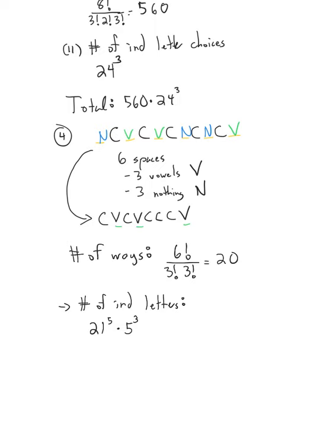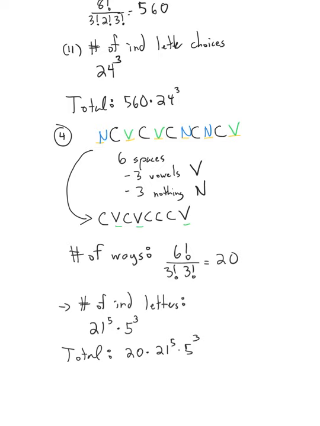Once we have one of our 20 blueprints, we have to choose 5 consonants, of which there are 21, and 3 vowels, of which there are 5. So in total, there are 20 times 21 to the 5 times 5 cubed different words where it has 3 vowels, but the vowels can't be next to each other.